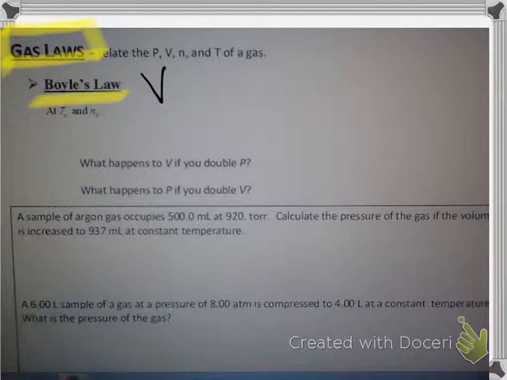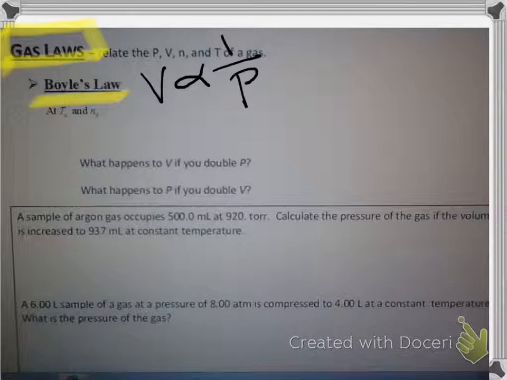So the volume and the pressure of a gas. And Boyle's Law states that the volume of a gas is inversely proportional to its pressure. The volume of a gas is inversely proportional to its pressure. What does that mean? Well, inversely proportional means if one of the variables is changed in one direction, the other variable is changed proportionally in the opposite direction.